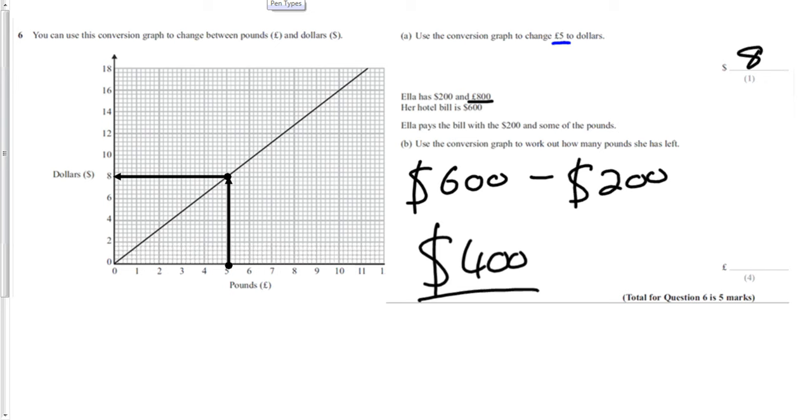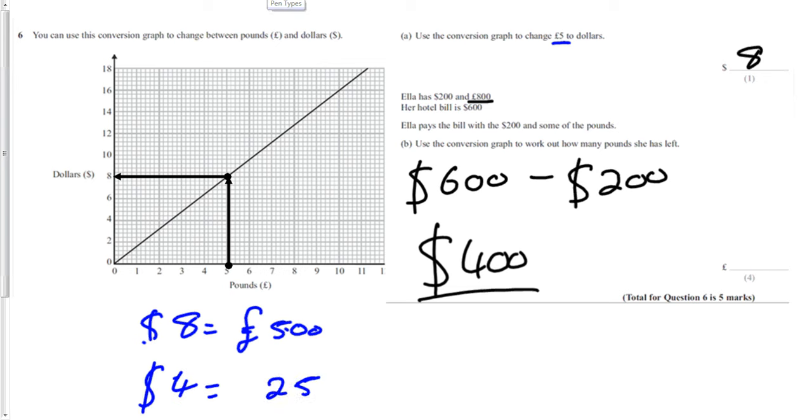Now, I know from our earlier question that $8 equals £5. So therefore $4, apologies, so $4 equals £2.50. So if $4 is £2.50, then $400 equals £250.